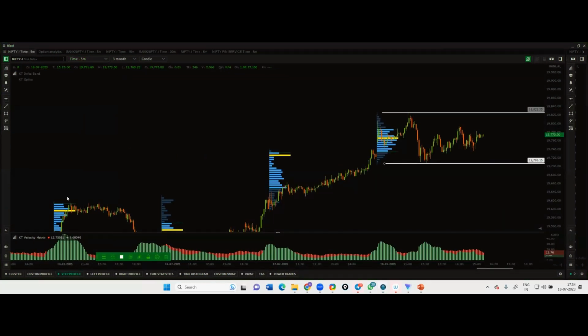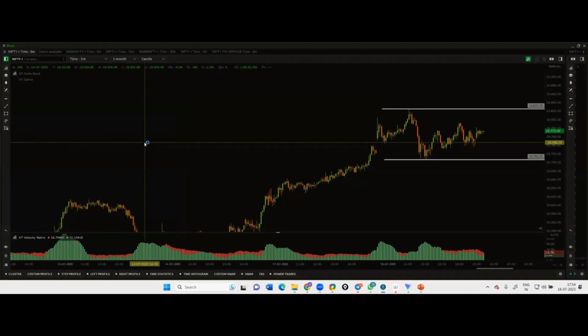intraday basis only. Let's remove the profile. Let's look at Nifty.